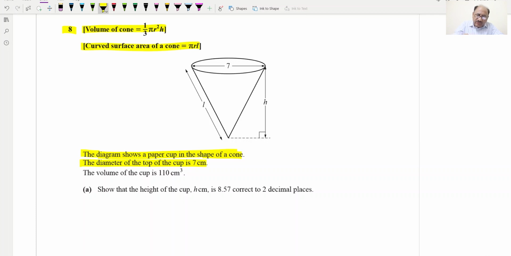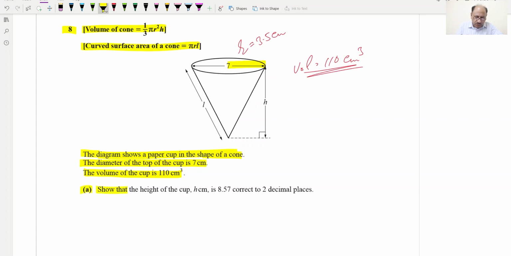So from 7 centimeter we can check that the radius is how much? The radius is 3.5, so we can write R value as 3.5 centimeters. Now next, the volume of the cup is 110 centimeter cube. So volume is equal to 110 centimeter cube. So this is basically the information which is provided.